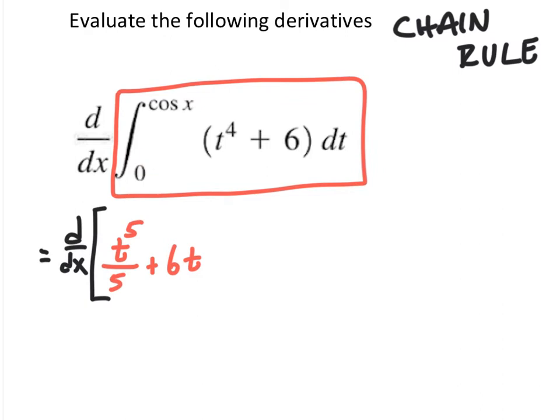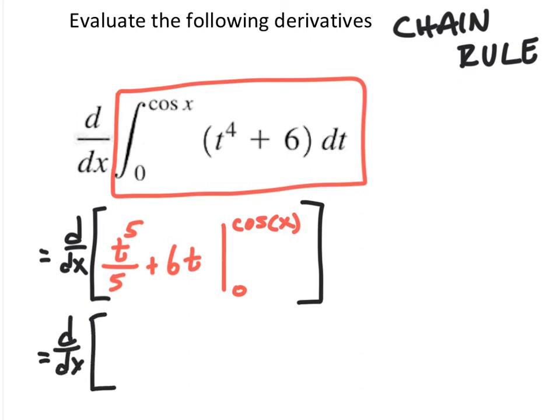So I'm going to draw my little line. I'm going to plug in 0, and I'm going to plug in cosine of x. And I'm still just going to take the derivative of this whole thing. So now let's go ahead and apply that. d/dx of this whole thing is going to end up being, and I'm going to write it like this, 1/5. I'm going to bring that up front.